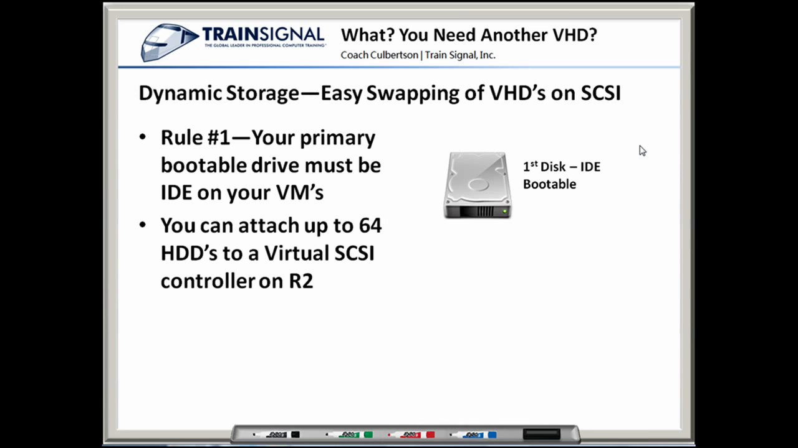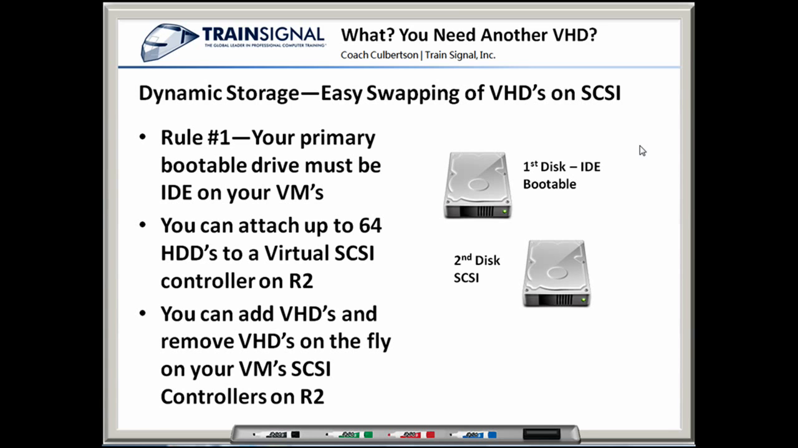Now, what we can do is attach up to 64 hard drives to a virtual SCSI controller in R2, and that's been an enhancement. We only used to be able to attach 32 virtual hard drives to a SCSI controller, so we can daisy chain a whole bunch more hard drives to that virtual machine. But the cool thing is that you can add virtual hard drives and remove them on the fly while your virtual machine is still up and running, but we can only do this with SCSI drives. So if we want to add a third virtual hard disk to our SCSI controllers on the fly, not a problem. We can add those without taking the machine down.